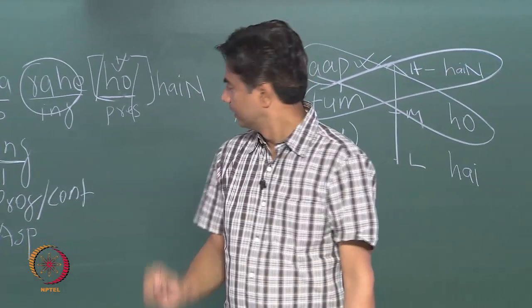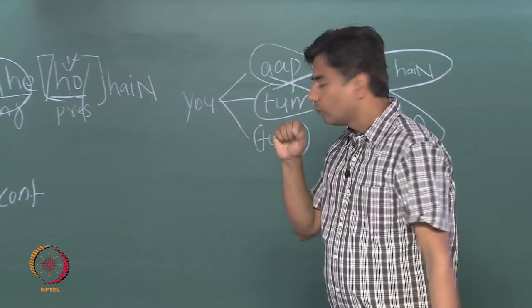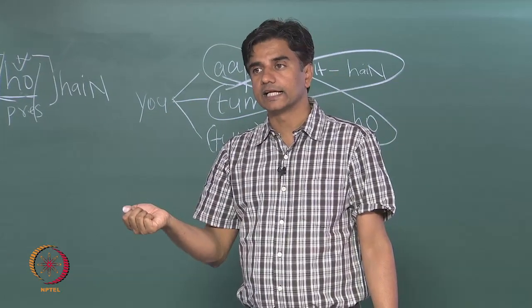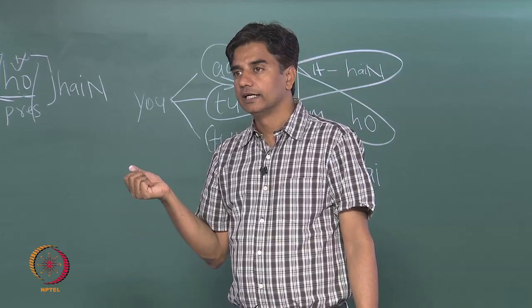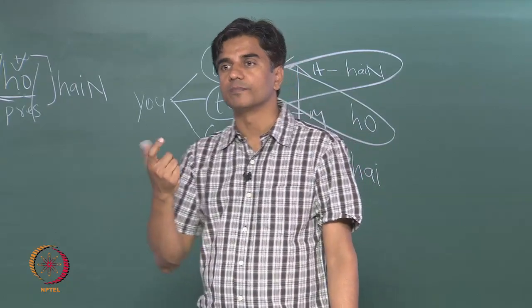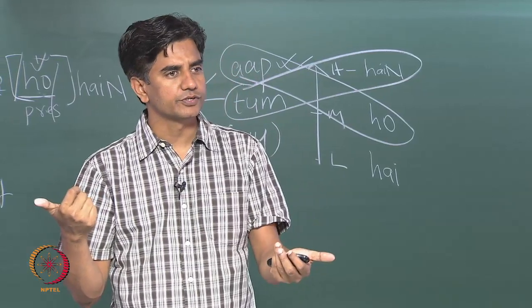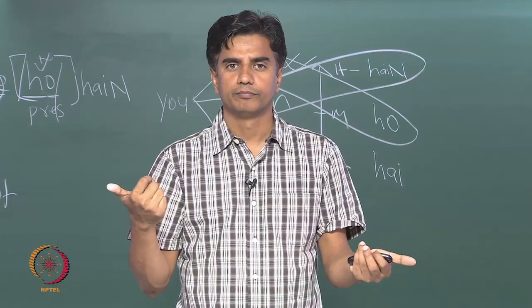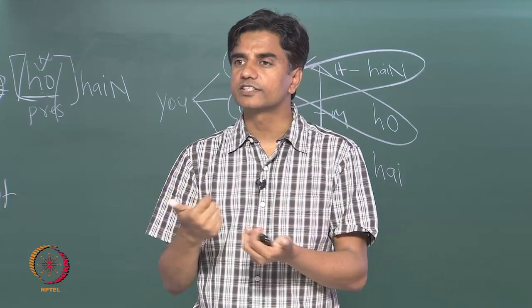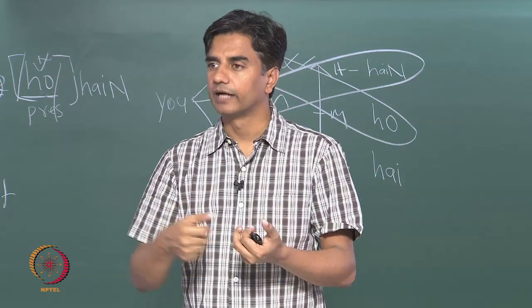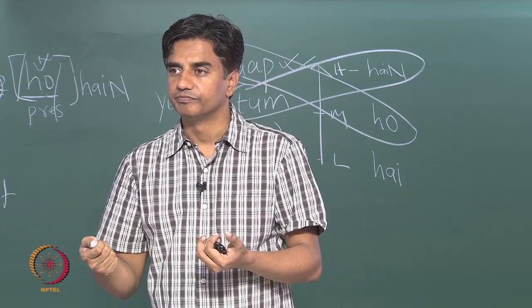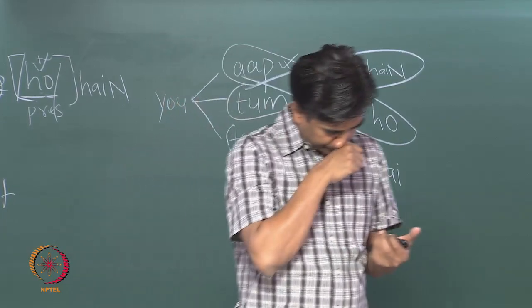Okay? Now, among many things that predicate controls is the nature of its objects. I think I had asked you this question last time, or maybe not. What's the relationship between verb and its object? I didn't. Okay.